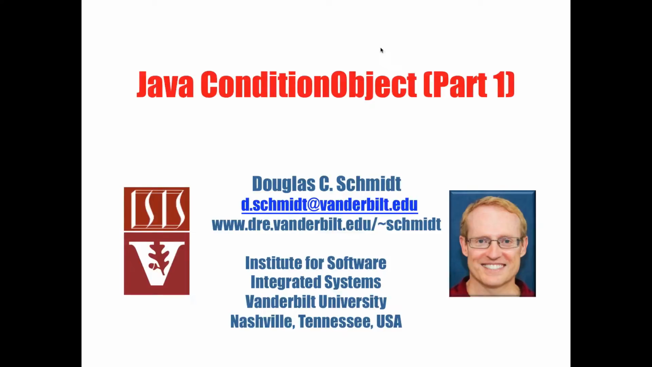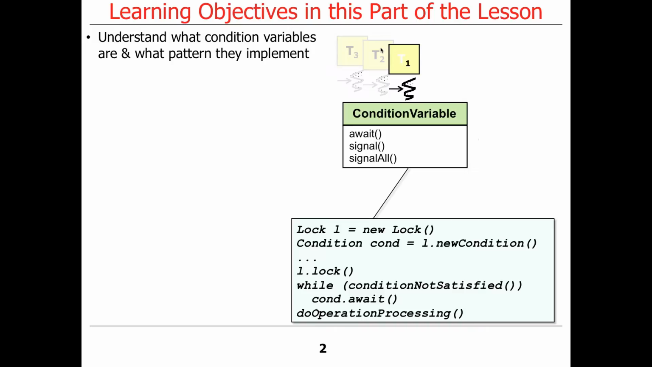So what we're going to do now is talk about the Java ConditionObject. Java ConditionObjects are an implementation of the concept of condition variables. The first part of this lesson is going to talk about what a condition variable is and what pattern they are typically used to implement.